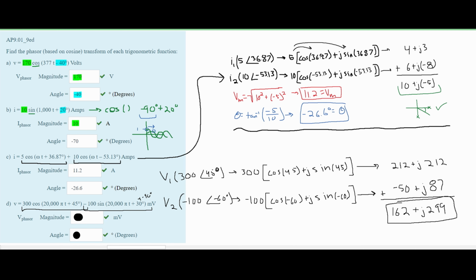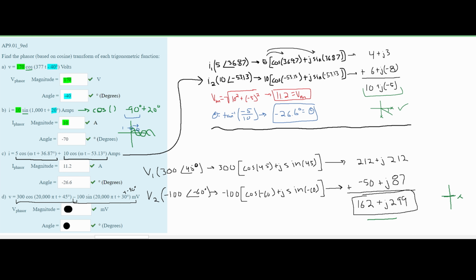If we are to graph this early, we are going to have our x in this direction, and our imaginary number, which is in our y-axis, in this direction. So we need to look for an angle that's in this first quadrant. Now we need to solve for our Vm. Our Vm, as we know, is equal to the square root of our real number, so 162 squared, plus our imaginary number, which is 299 squared. And this will give us our Vmax, or the magnitude, is approximately 340 volts.